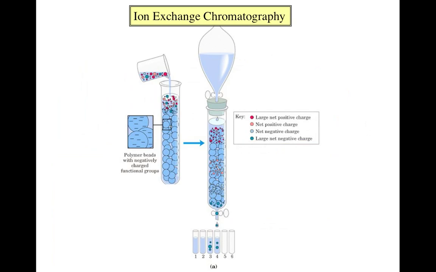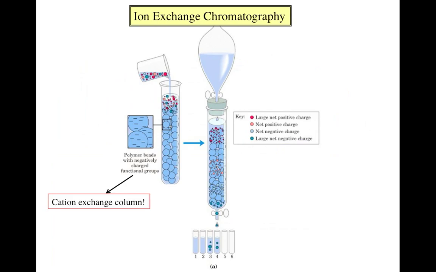Here is an example of an ion exchange column. In this case, because the resin beads are negatively charged, they will hold on to cations, making this a cation exchange column. The mixture of amino acids is poured onto the column, and they will move through at rates determined by their net charges at the pH that is being used.